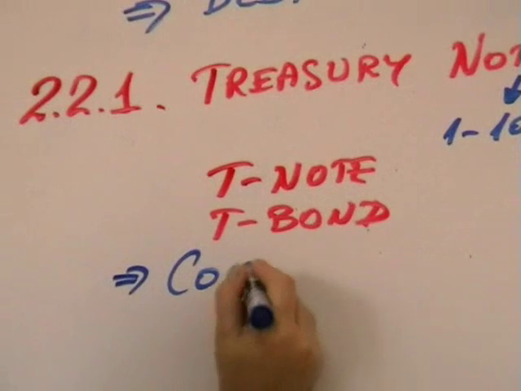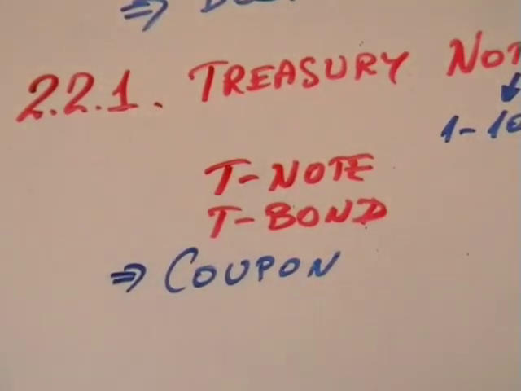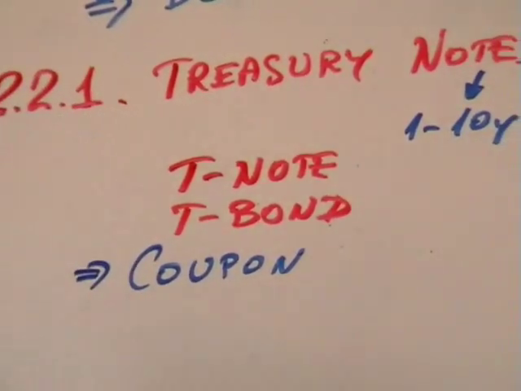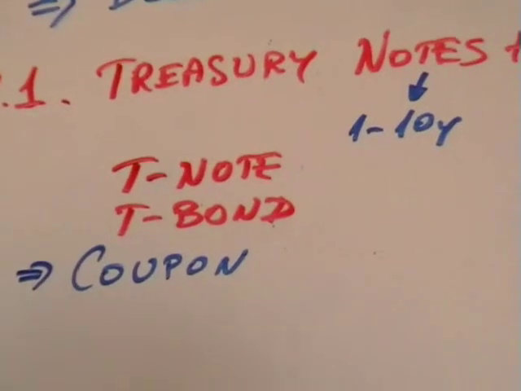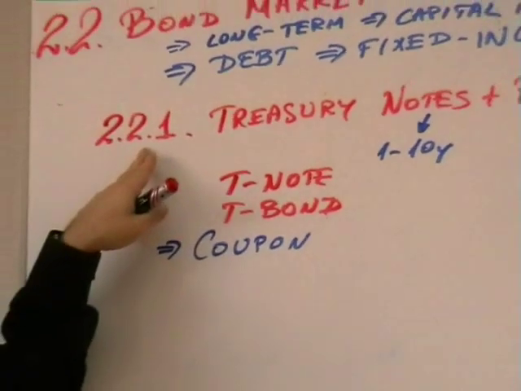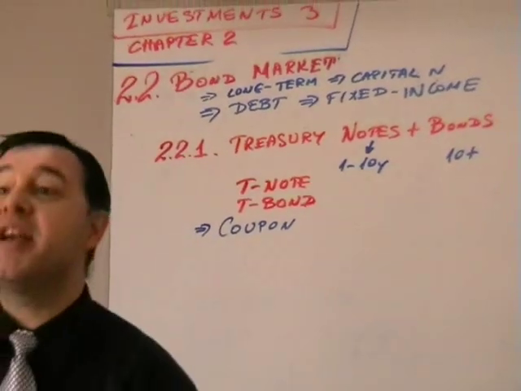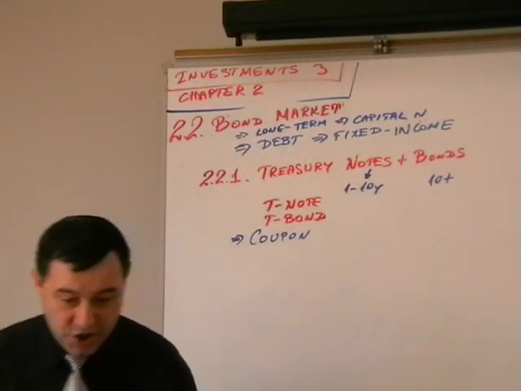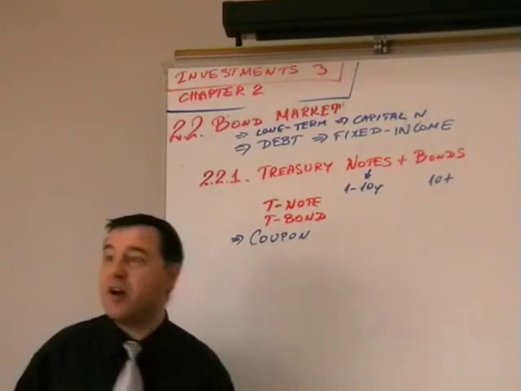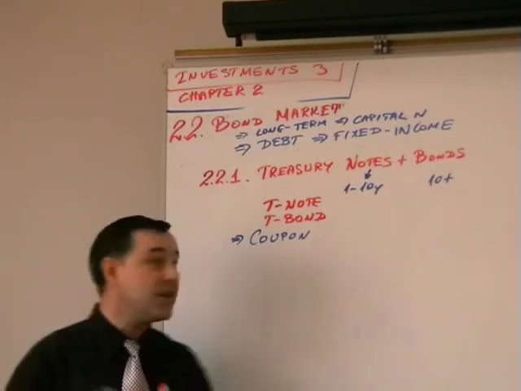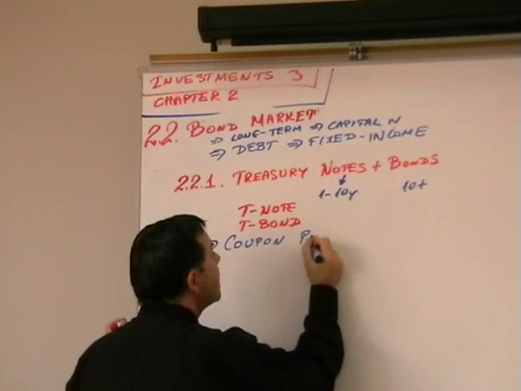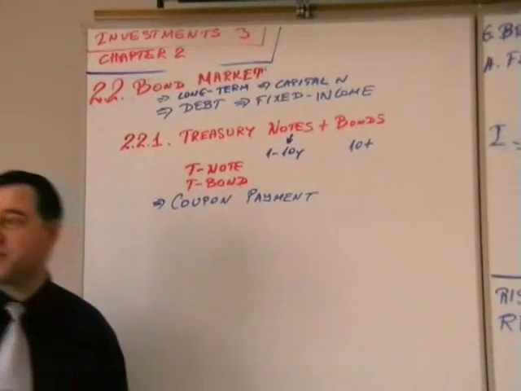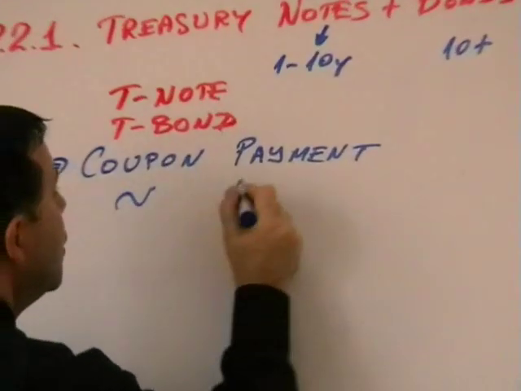Let's see. They have also coupon. So coupon is the payments, which is regular payment of income for a bond, known as interest. Most commonly, every 6 months. In other words, twice a year. So, we call coupon is the ability to get a payment. From there, you get coupon payment.